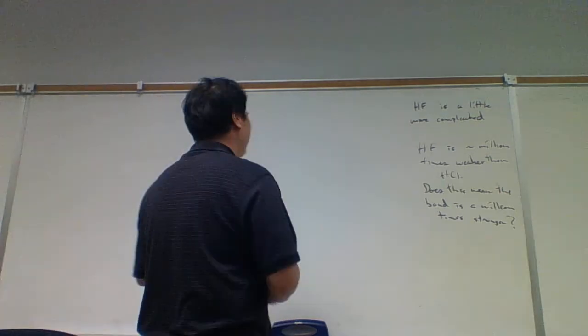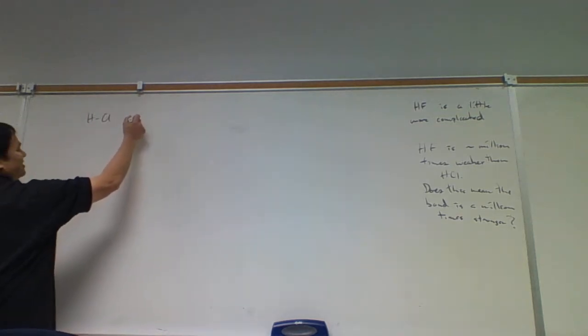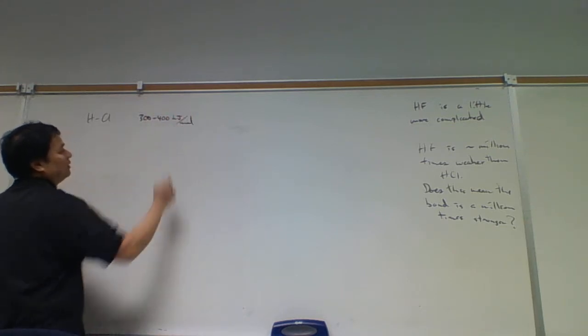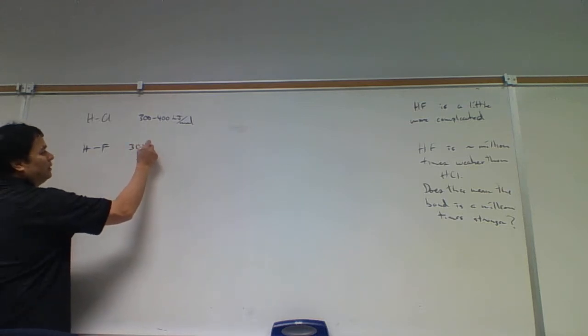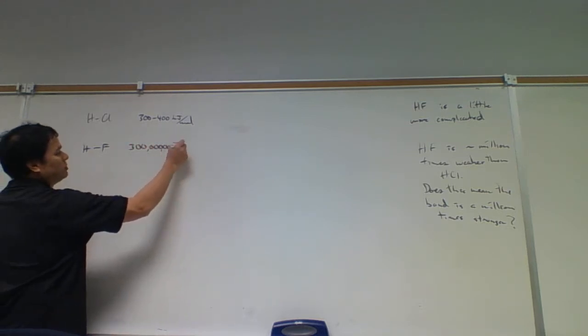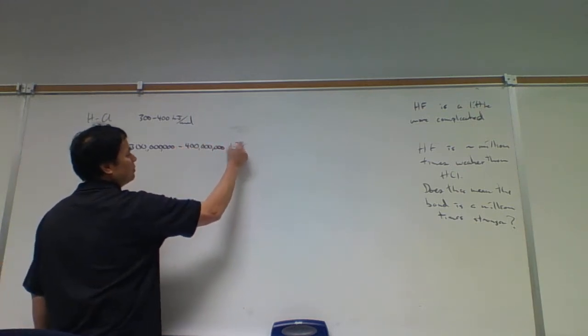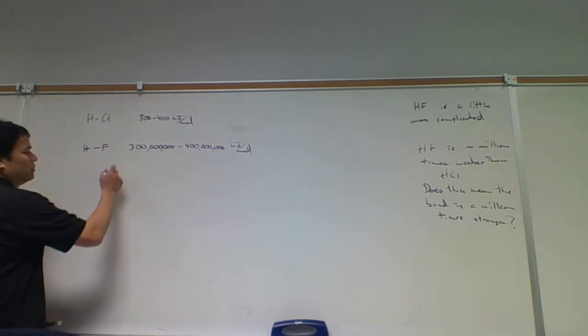Just take a wild guess. Let's guess the H-Cl bond is around 300 to 400 kilojoules per mole. Okay, so does that mean HF must be 300 million to 400 million kilojoules per mole? Of course not. That's ridiculous, right? There must be something else going on.